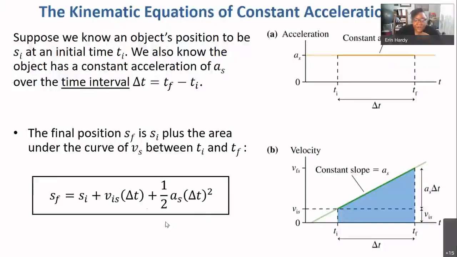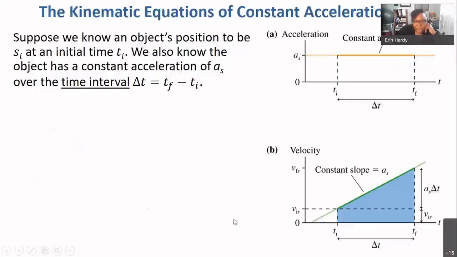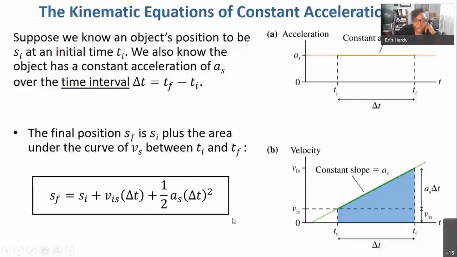All of these terms give us values in meters, or in a distance unit. So we have a position plus a position plus a position equals a position. This is the first kinematic equation, or sometimes I'll call this the first equation of motion. This one here: s final is s initial plus blah, blah, blah. We're ultimately going to see a set of 3.